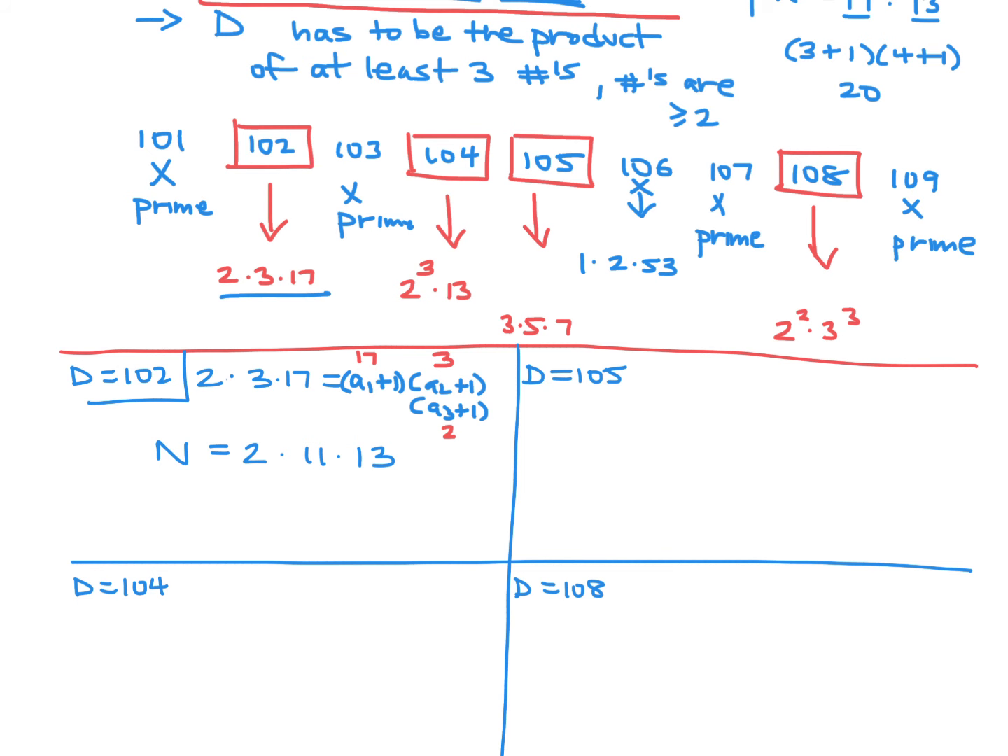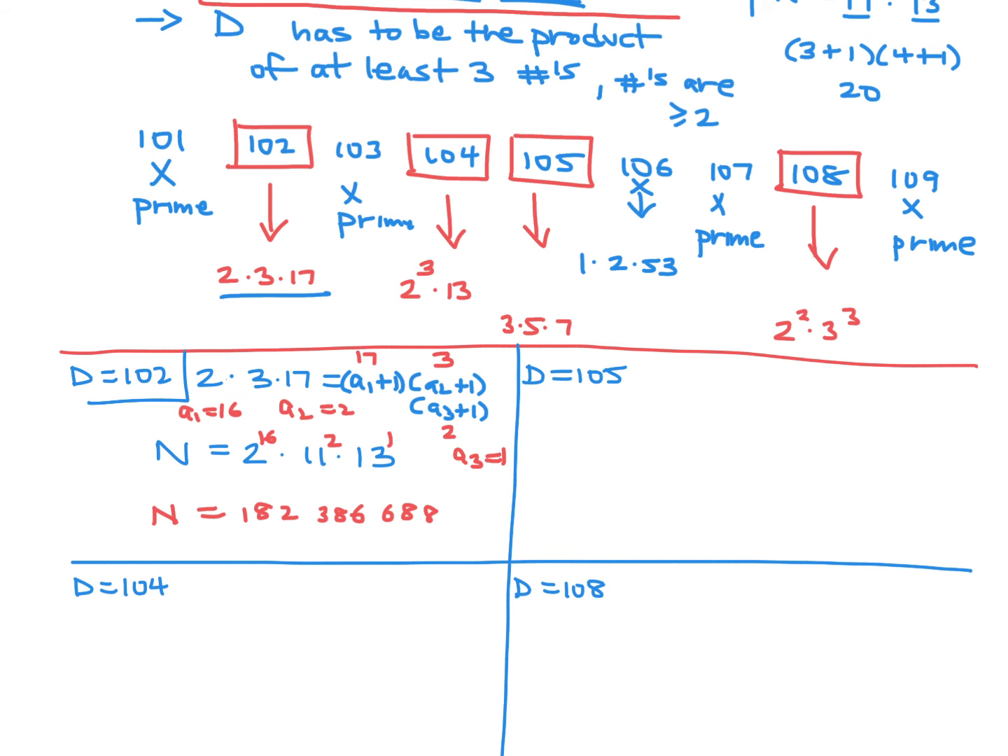So if a1 plus 1 is 17, then a1 would be 16. If a2 plus 1 is 3, that means a2 is 2, and if a3 plus 1 is 2, that means a3 is 1. So 2 to the power of 16, 11 to the power of 2, and 13 to the power of 1. And when you crunch out that number, it's 182386688. So that's huge. My gut instinct is that that is not the correct answer. Okay, no problem. We've got to keep going here.